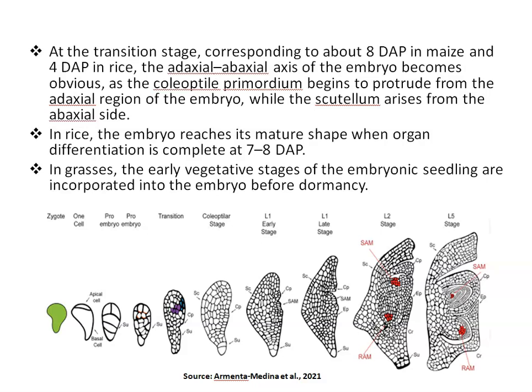Although morphogenesis continues as the embryo enlarges, the shoot and root meristems are completely surrounded by the protective coleoptile and coleorhiza respectively. You can see here the shoot apical meristem is surrounded by the coleoptile layer, and the RAM, meaning root apical meristem, is surrounded by the coleorhiza. These are the protective coverings. So at this stage, you can clearly see the shoot apical meristem, the coleoptile, the root apical meristem, and the coleorhiza.